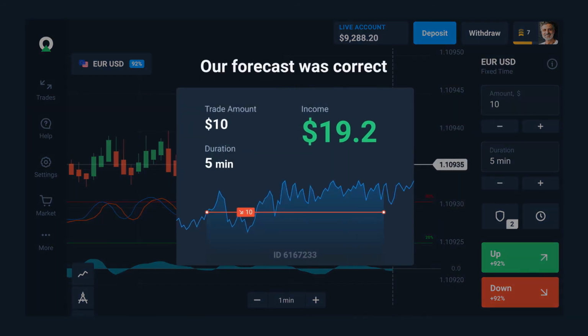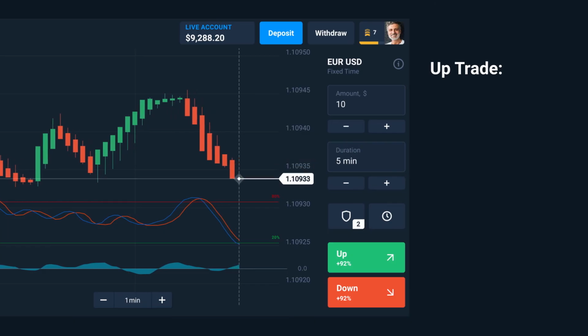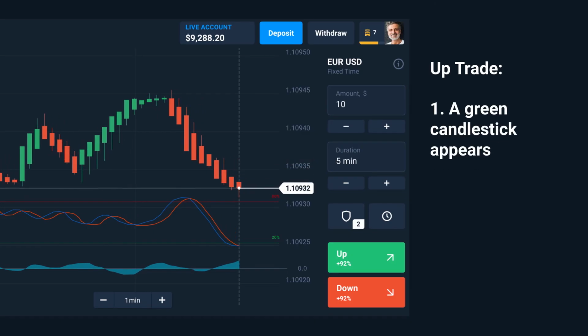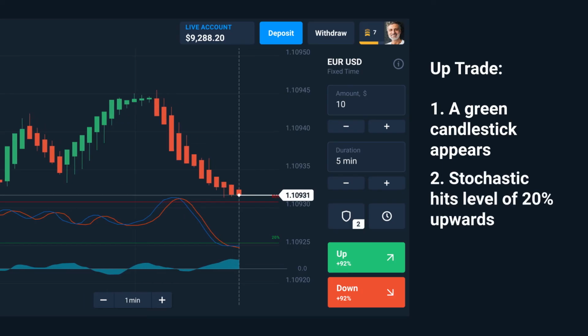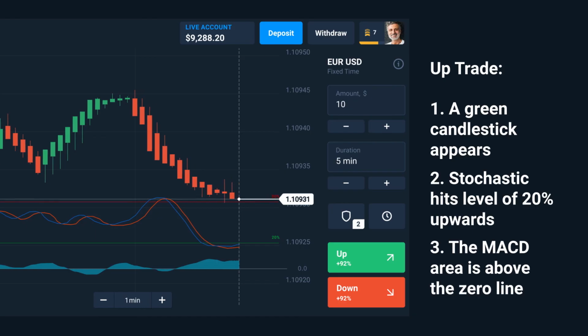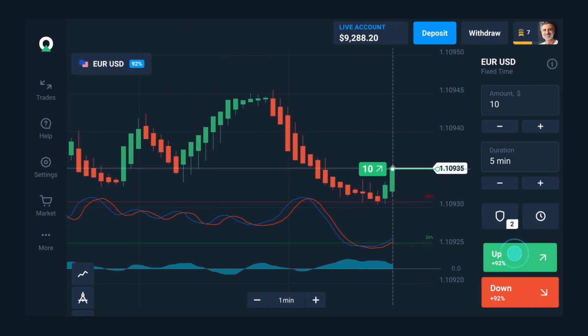Our forecast was correct. To open an uptrade, again wait for 3 signals. A green candlestick appears after a series of red ones. Stochastic indicator leaves the oversold zone and rises above 20. MACD indicator moves above zero line. Open a 2 to 5 minute trade.